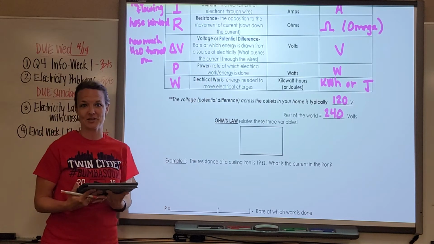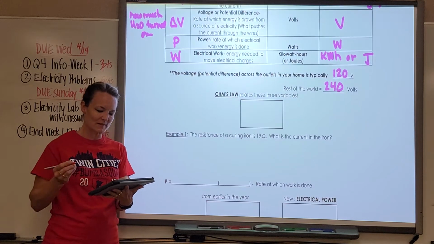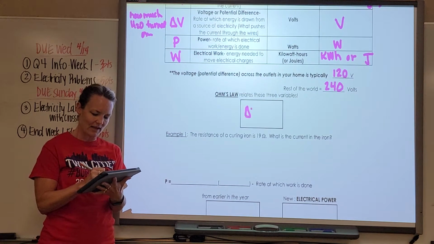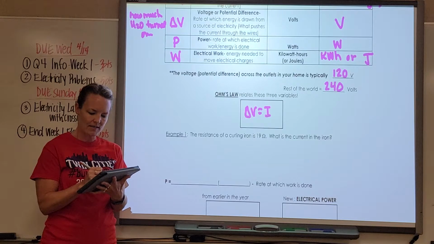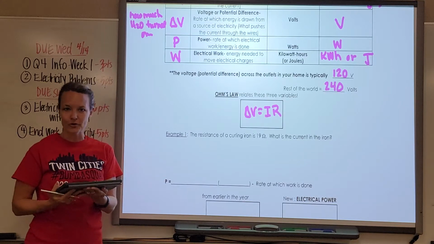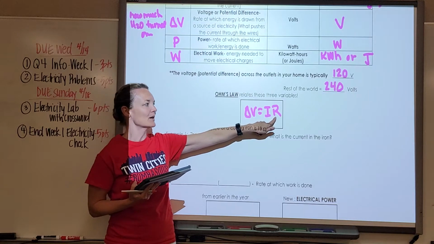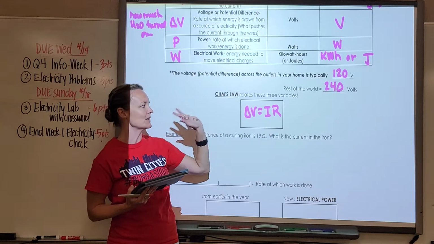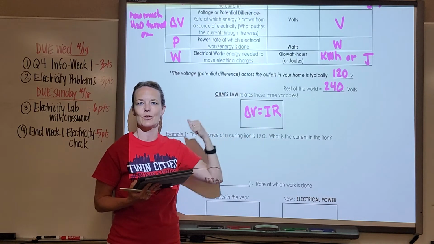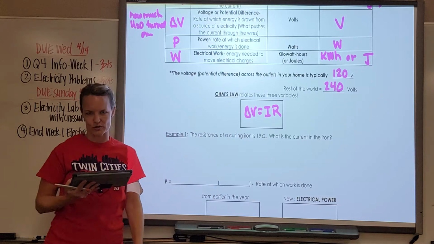All right, our first equation for electricity, Ohm's law: delta V equals I times R. The voltage is equal to the current flowing through it multiplied by the resistance. So how much is flowing, multiplied by how it gets slowed down, is equal to the voltage.